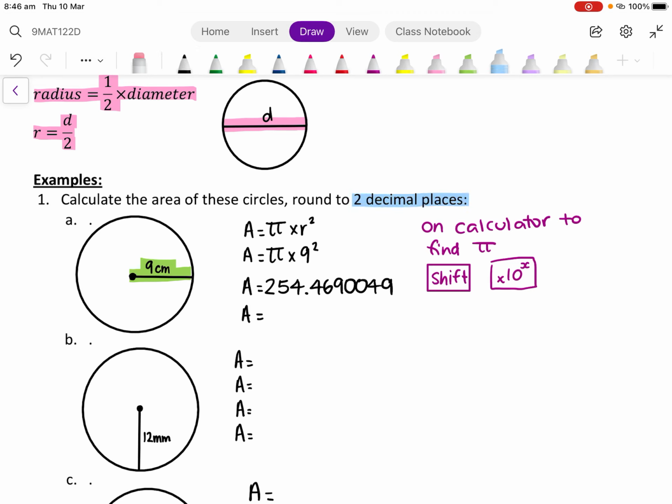We then want to round this to 2 decimal places. So when we're rounding to 2 decimal places, we want 2 numbers after the decimal point. However, here the number after our second decimal place is 9. So when it's 9, or greater than or equal to 5, we have to round up. So that means our answer is going to be 254.47 centimetres squared. Now it's important that we do not forget our units.